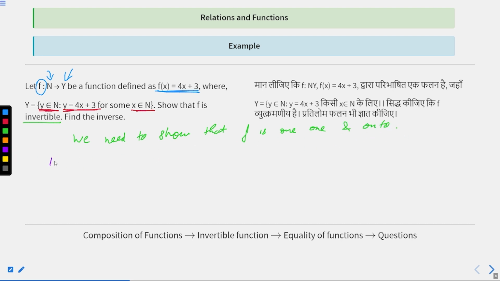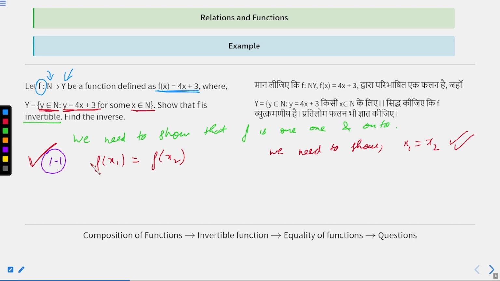Let's show that. In order to prove one-one, what we always start with is f(x1) equal to f(x2), and from this we need to show that x1 is equal to x2. If we succeed in proving this, then we will say that the function f defined over here is one-one. Okay, let's start.